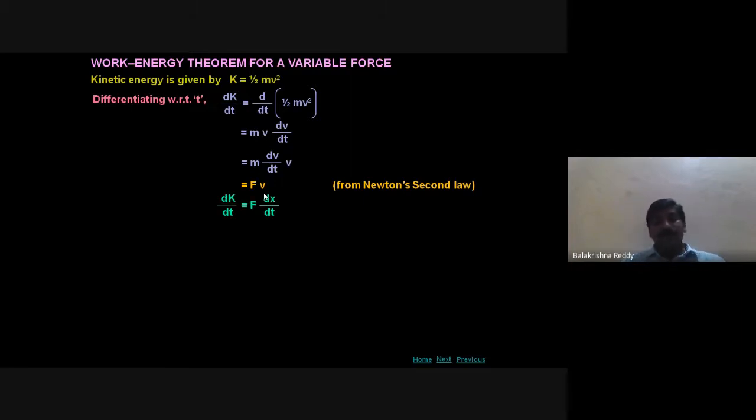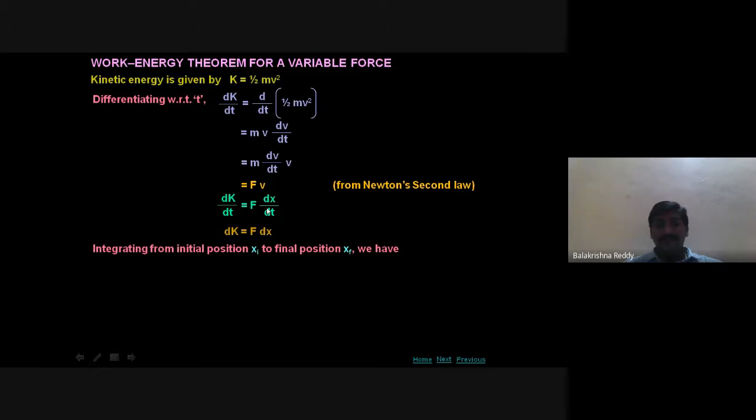Now v I can write in terms of the change in displacement with respect to time, that is dx by dt. So dK equals F into dx. How did I write it? dt got cancelled. dK equals F into dx. Now we are discussing the work energy theorem for a variable force, meaning the force keeps on changing. If the force changes, the displacement may also change.